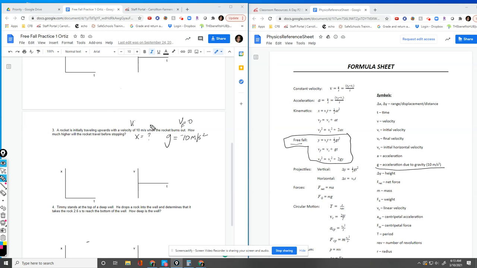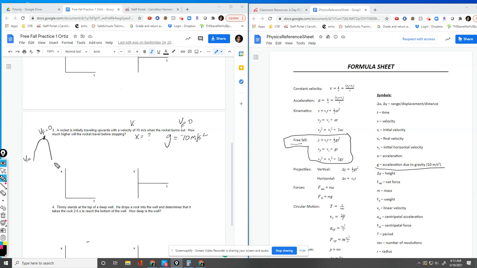So this is our initial velocity. This is going to be our final velocity because we want to find out when it burns out how far it goes, right? How much higher it goes. So when we have a rocket, right here, my final velocity is 0. Right here is my initial velocity.